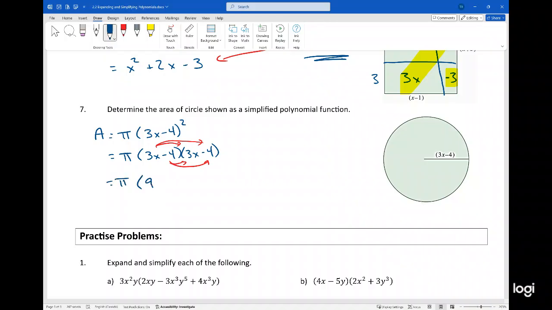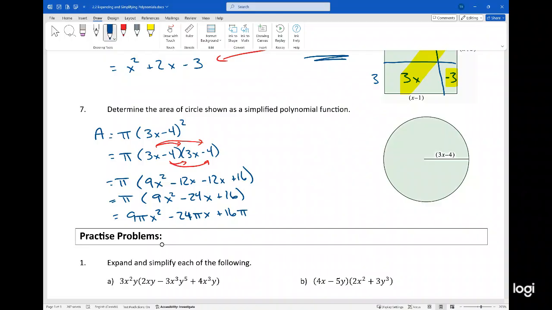And that'll give us 9x squared minus 12x minus another 12x plus 16. Collect those middle 2 terms to get negative 24x. And then if you want at this point, you can expand out and put the pi into each of the terms. So that would be 9 pi x squared minus 24 pi x plus 16 pi.